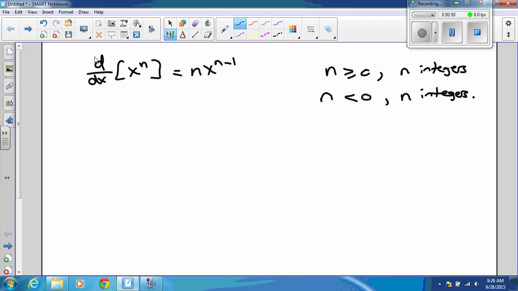And then sometime in the future, we're going to prove it for rational n's, that is, n's that can be written as fractions or ratios. And then finally, much farther in the future, we will prove it for all real n's. And then our second goal is to prove the quotient rule.